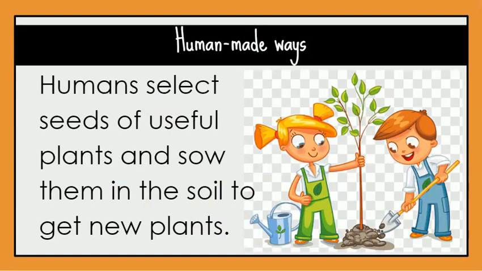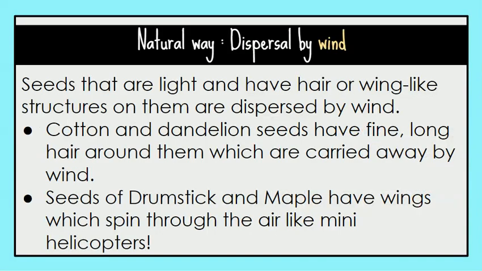Now let us talk about the first way of seed dispersal, that is human made ways. Human beings select seeds of useful plants and sow them in the soil to get new plants. You must have seen farmers sowing seeds of different useful plants like wheat, maize, mustard, etc. Now let us talk about the natural ways of seed dispersal.